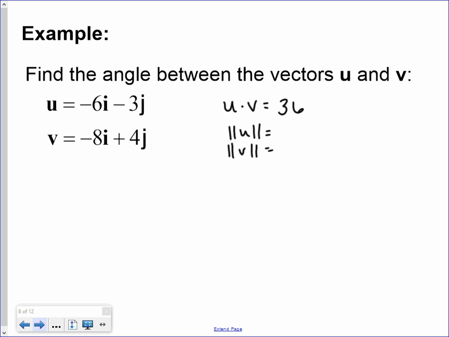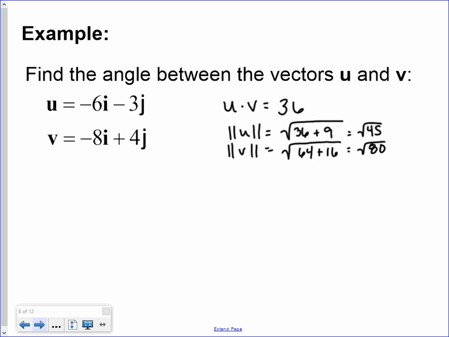So for magnitude of u, I'm going to do the square root of, and then negative 6 squared would be 36. Negative 3 squared would be 9, so that's the square root of 45. And then for magnitude of v, that would be negative 8 squared, which is 64, and 4 squared, which is 16, so square root of 80.